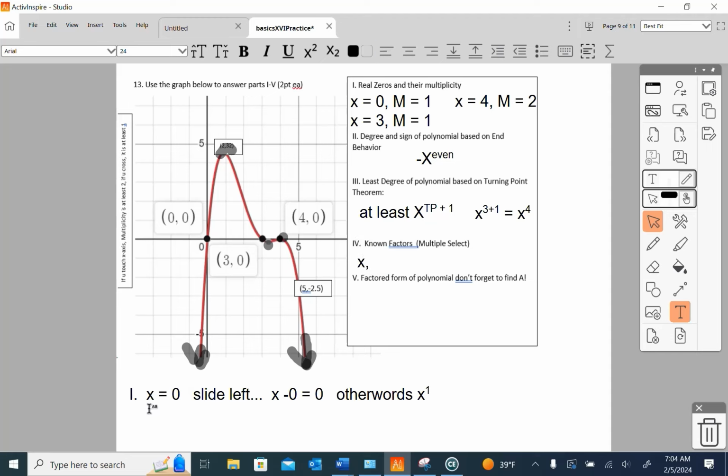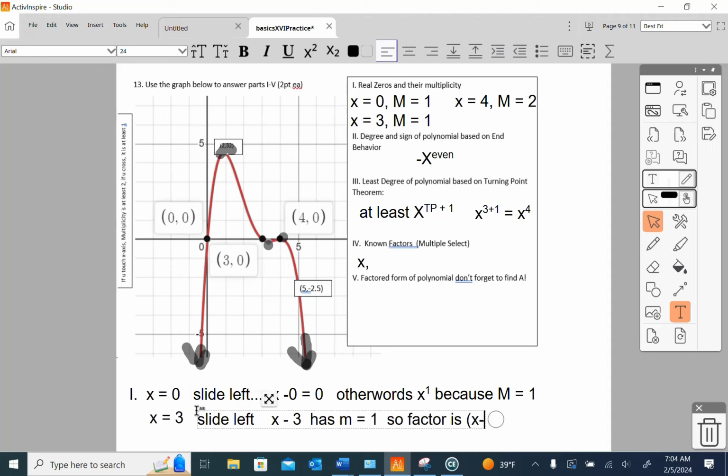I have x equals 3. Oh, let me put a little note here because multiplicity is 1. I slide left, and I get x minus 3. Now, that also has a multiplicity of 1. So the factor is x minus 3 to the understood first power. And I'm not going to write that.